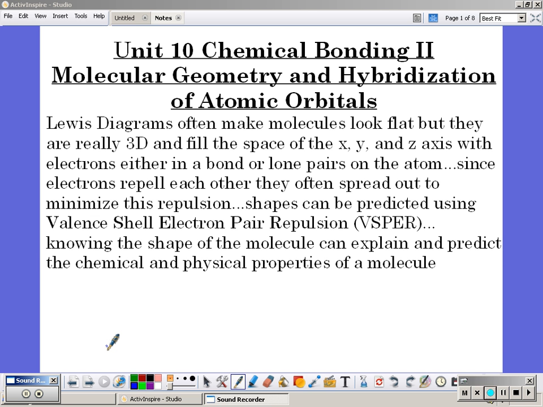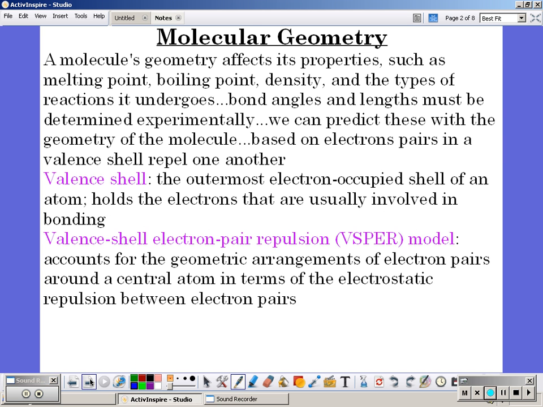Knowing the shape of the molecule can lead to explaining and predicting the chemical and physical properties of that molecule. So the molecule's geometry affects properties such as melting point, boiling point, density, and the types of reactions it undergoes. Bond angles and lengths must be determined experimentally. We can predict these with the geometry of the molecule.